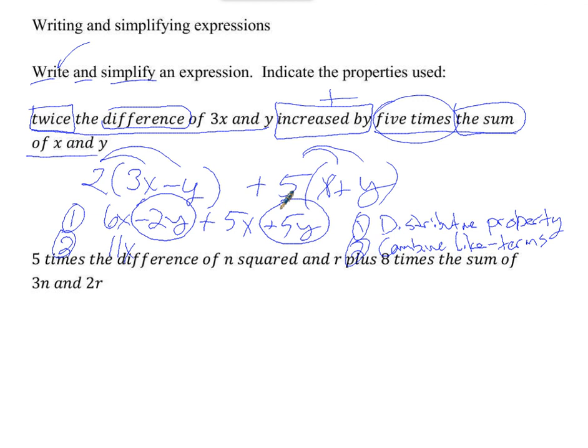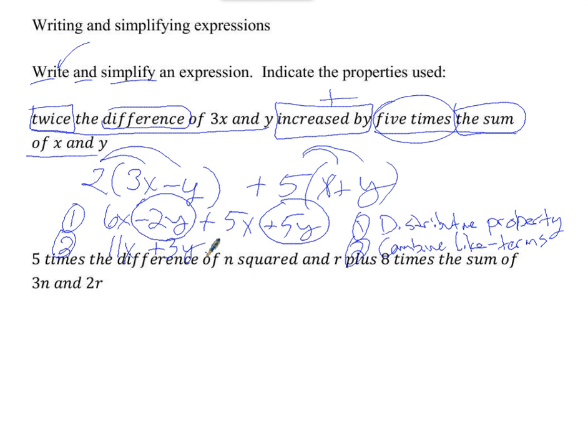I have a negative 2y, and I have a positive 5y. When I put those together, I get positive 3y. Watch your signs. That's a negative 2. The sign goes with the number. That's a positive 5. The sign goes with the number. Negative 2 plus 5 is positive 3y. And that's as far as we can go.